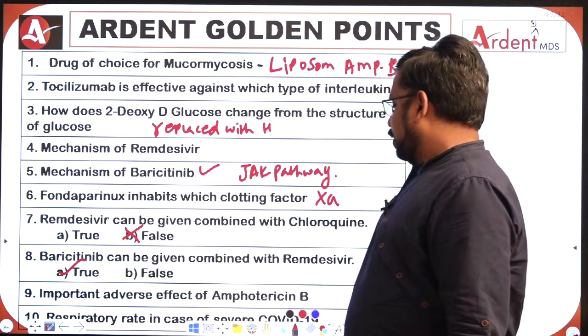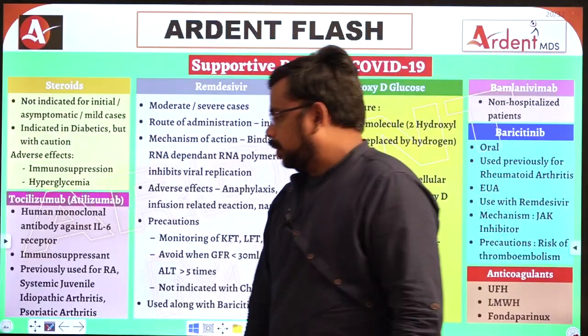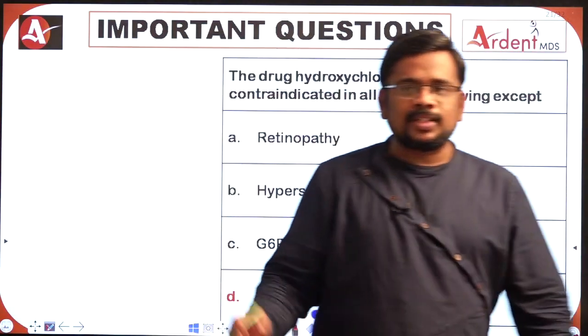What is the respiratory rate in case of severe COVID-19? In severe COVID-19, the respiratory rate is more than 30. So coming to the very important rapid flash, all the things we discussed till now are given in a single slide, just take a pass and go through all the important points. Here I explained about steroids, remdesivir, 2-deoxy-D-glucose, bamlanivimab, baricitinib and anticoagulants, and also tocilizumab. All the important points are covered here, and let's come back to the questions.